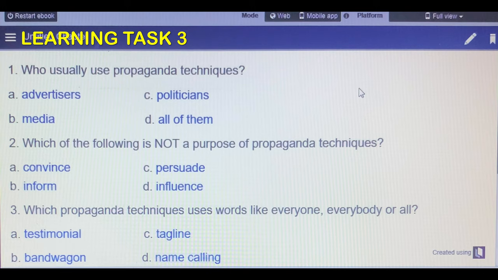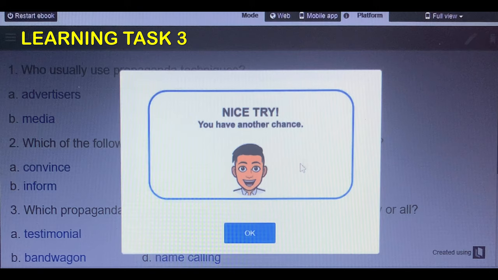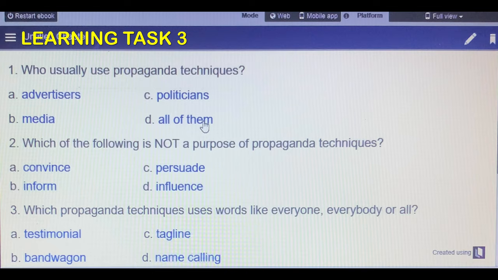Is it letter B, media? Nice try. You have another chance. Is it letter D, all of them? Very good. That's the correct answer.